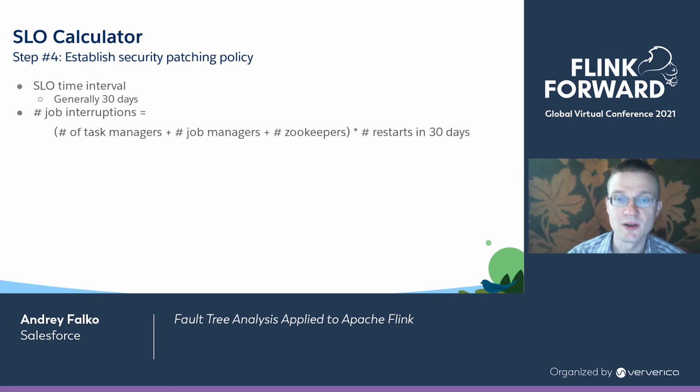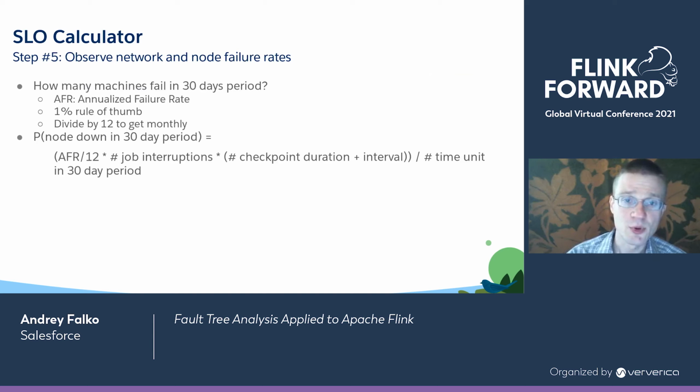Knowing how often you'll need to apply security patches will help you determine how many job interruptions you should expect. Another input you'll need to keep an eye out for is how often you have network and node failure faults. Different compute providers will have different annualized failure rates, or AFRs. The probability that a node will go down in a 30-day period is the AFR divided by 12 multiplied by the number of job interruptions and checkpoint interval plus durations divided by the number of time units in a 30-day period. Always make sure to use the same time units.